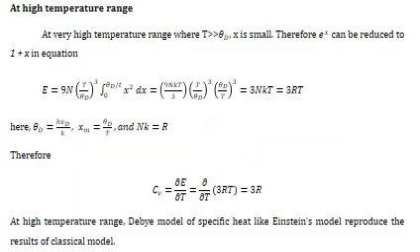At a high temperature, what happens? At very high temperature, T is very much greater than theta d. Hence, x is very small. Therefore, e power x can be reduced to 1 plus x. Okay? When T is very much greater than theta d, x is small. When x is small, e power x is also very small.